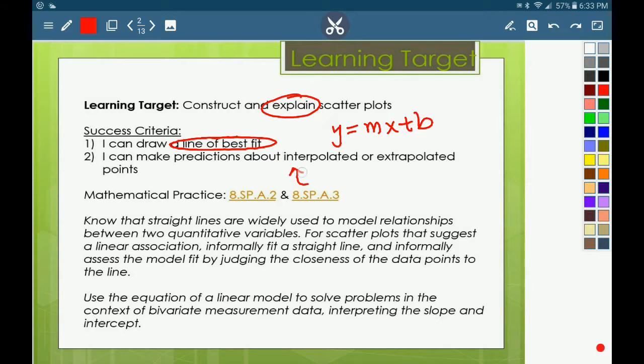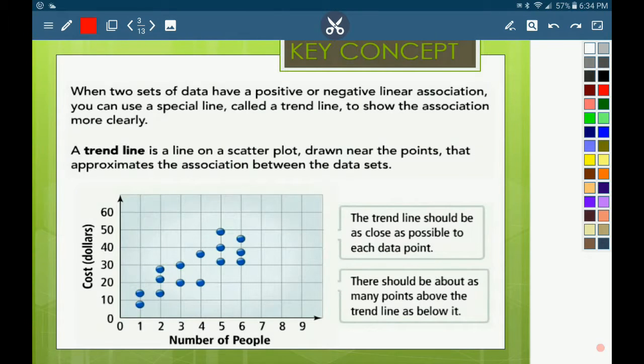Interpolated means a prediction amongst the points, and extrapolated means outside the points. So are you making a future prediction, or are you making a prediction about something that is within the data that isn't quite a data point? So let's take a look at our key idea here.